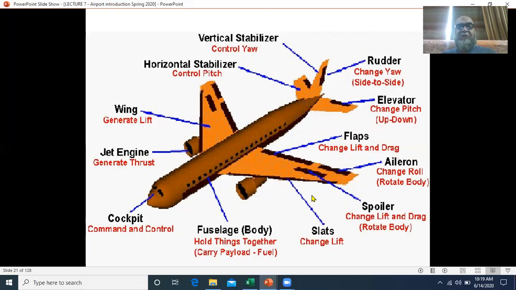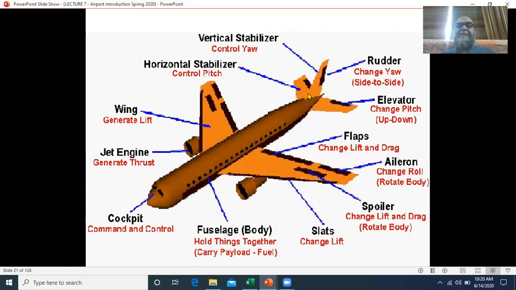The front portion is what we call the slats. It changes lift. Between them, there is a spoiler. It can change lift and drag. It can rotate the body. And at the rear side, there is an aileron, which changes roll and rotates the body. And there are flaps. They change lift and drag.